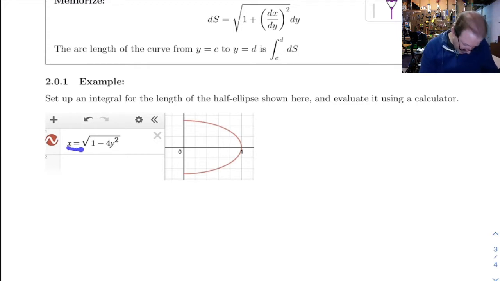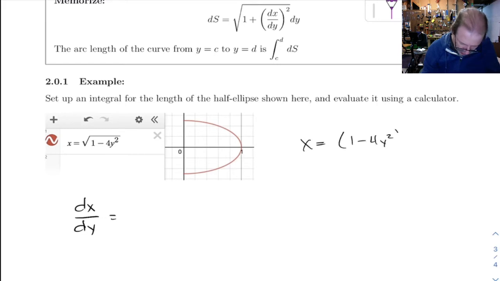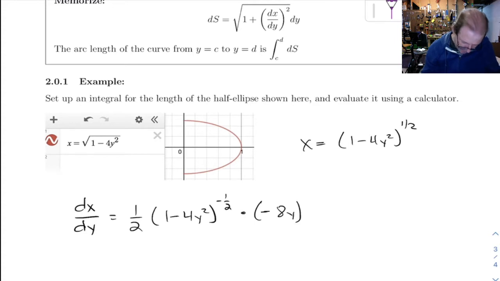All right, so this is our x. So that's x. If we take the derivative with respect to y, it's going to be dx/dy. Actually, I'm going to write this out. This is 1 minus 4y squared to the 1/2. So the derivative is going to be 1/2 times this to the negative 1/2, times the derivative of what's inside, so times negative 8y.